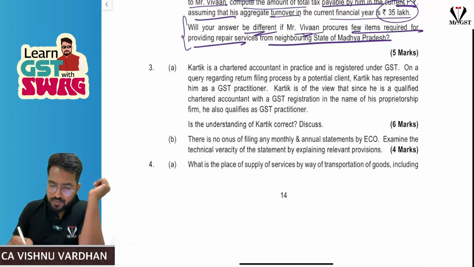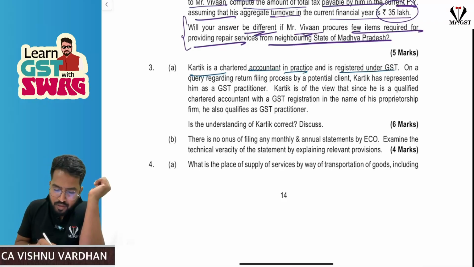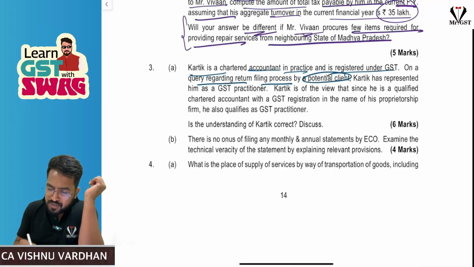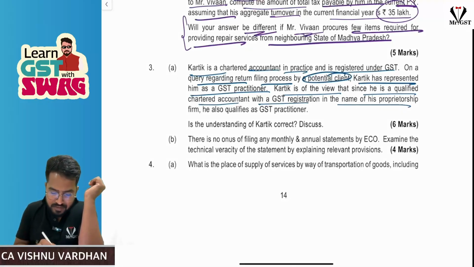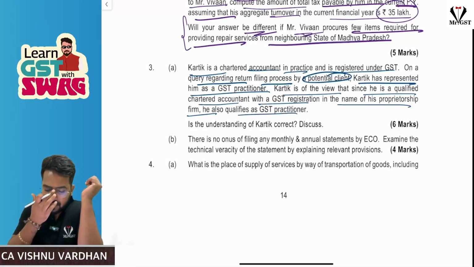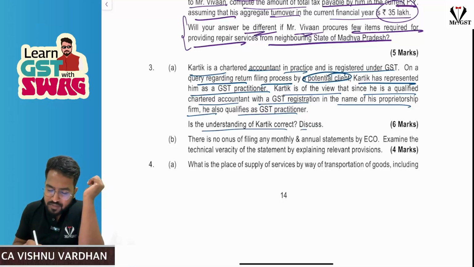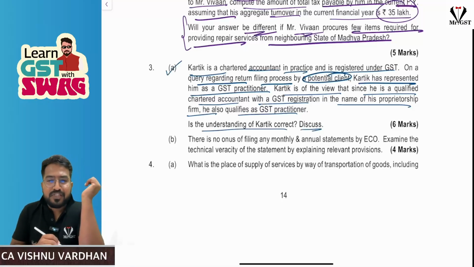So the next question, if you see, Karthik is a chartered accountant in practice and registered in GST. On a query regarding return filing process by potential client, Karthik has represented himself as a GST practitioner. Karthik is of view that since he is a qualified chartered accountant with GST registration in the name of proprietorship firm, he also qualifies as a GST practitioner. Is the understanding of Karthik correct? Discuss. One new type of question actually.